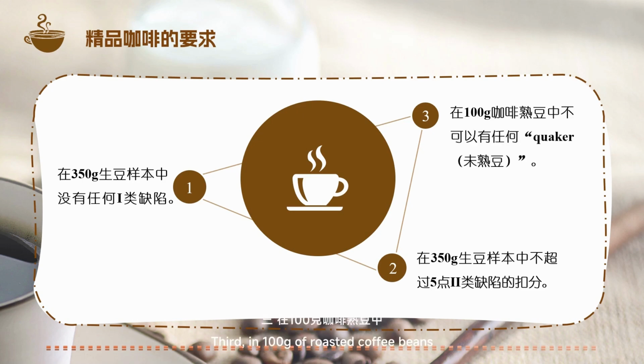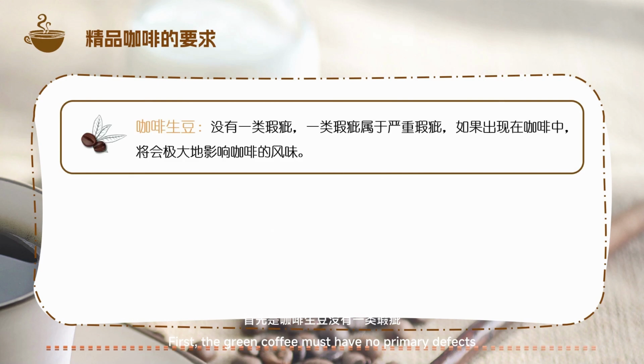Third, in 100 grams of roasted coffee, there should be no Quakers. That is to say, immature beans. First, the green coffee must have no primary defects. Primary defects are serious flaws. If present in the coffee, they will significantly affect the bean's flavor.